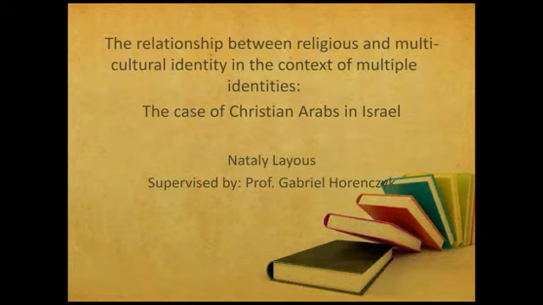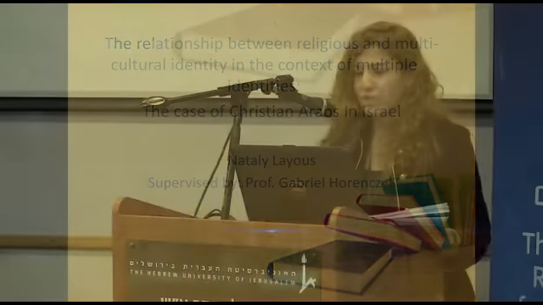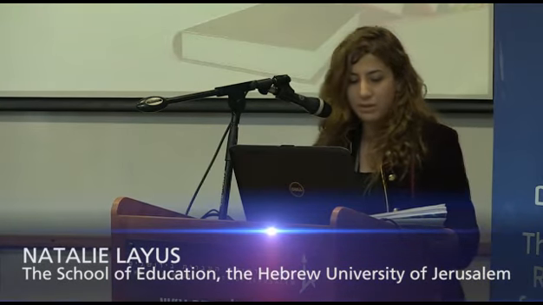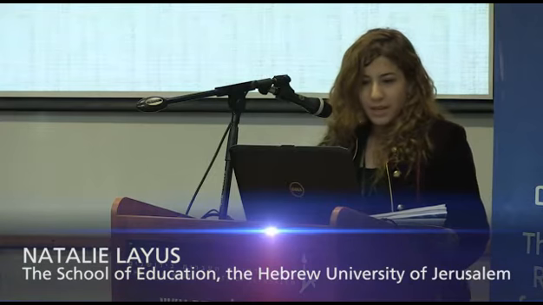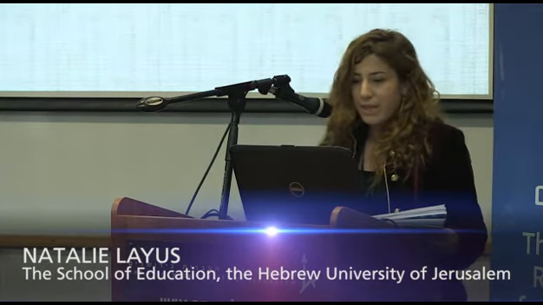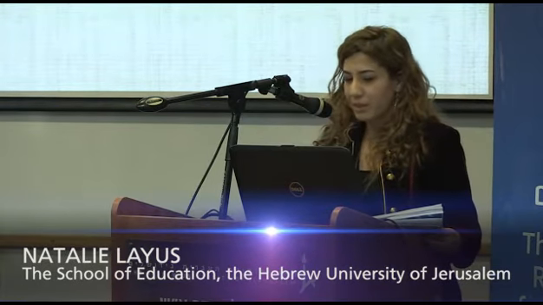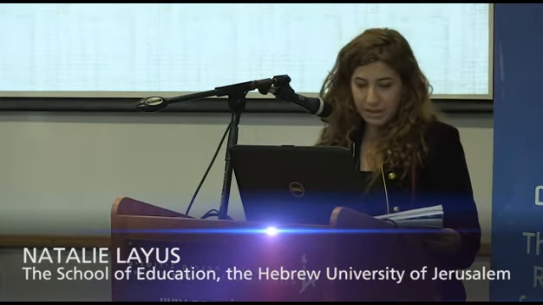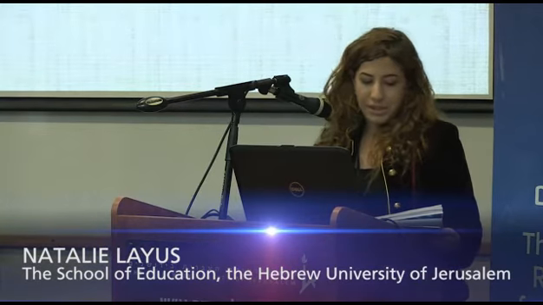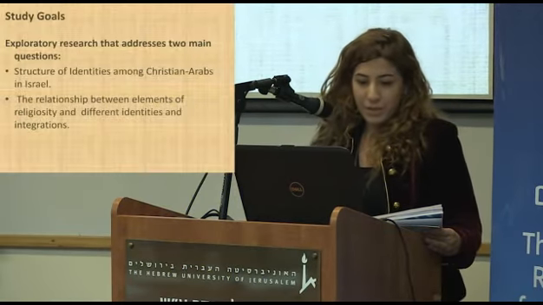So the subject of my thesis is the relationship between religious and multicultural identity in the context of multiple identities, the case of Christian Arabs in Israel. This is an exploratory research that addresses two main questions. The first one is to examine the structure of identities among Christian Arabs in Israel, the group of double minority, the minority within Muslim majority and the minority within Jewish majority.